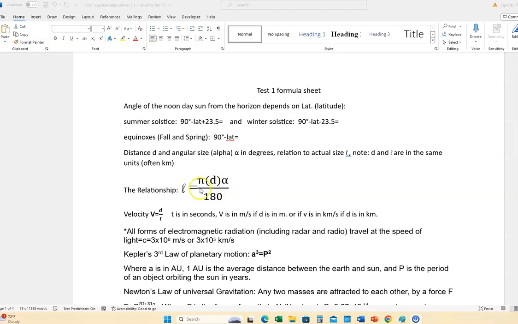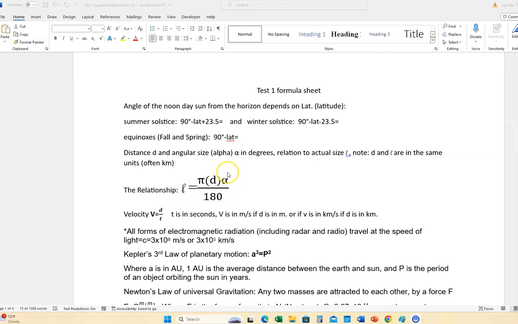The script L here is the actual size of the object. The angular size gets smaller and smaller with greater distance. If you put the d on the other side of the equation, you can see how that's related. Now the actual size of it, the script L here, doesn't change.